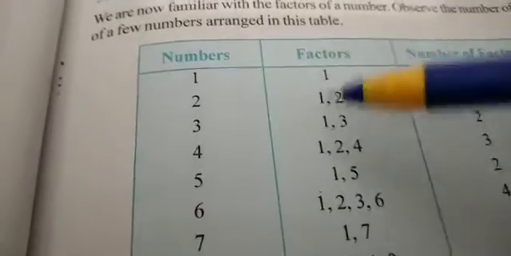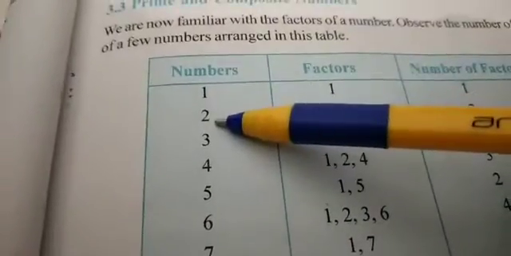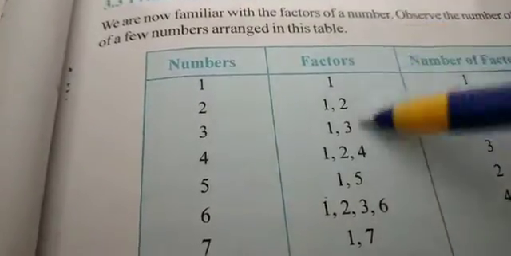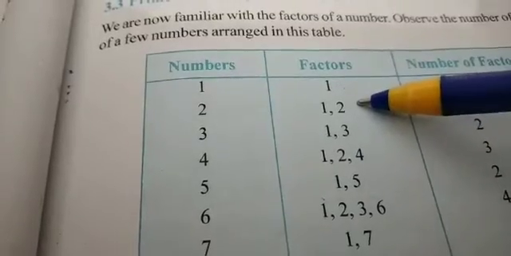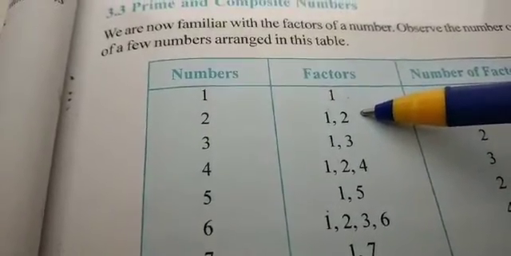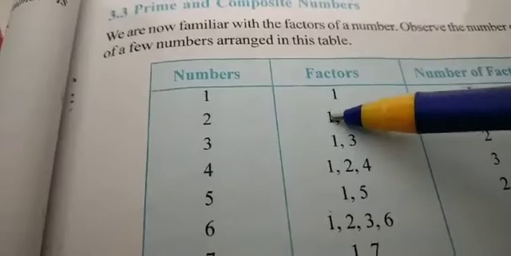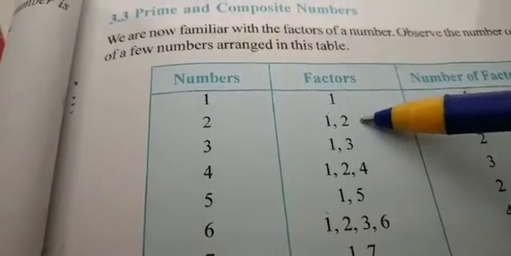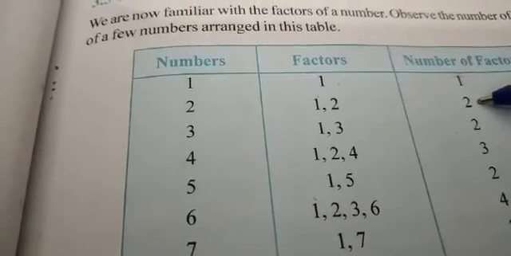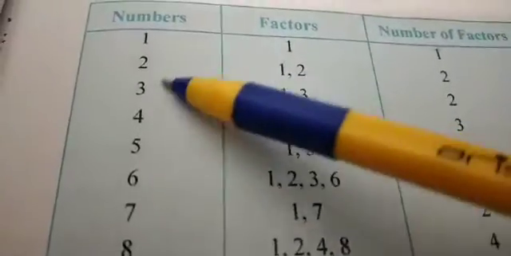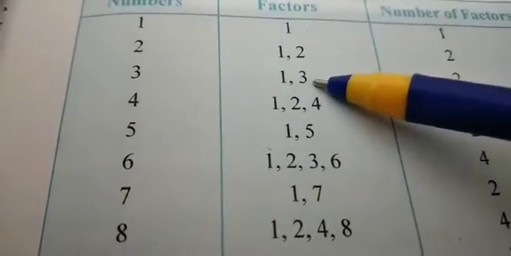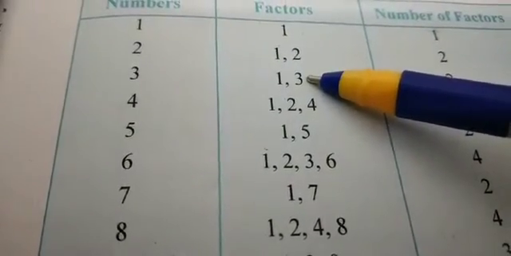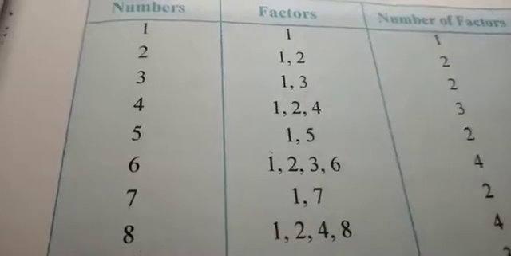Now take number 2. 2 comes in 1's table as well as in 2's table. 1 2's are 2, 2 1's are 2. So how many factors are there? 1 and 2. And here you can see number of factors 2. Similarly, we move on with 3. 3 comes in 1's table and in its own table, 3's table. So number of factors here 2.